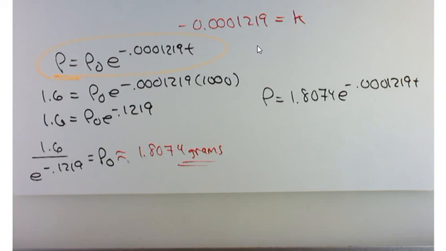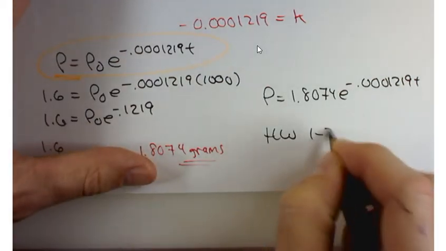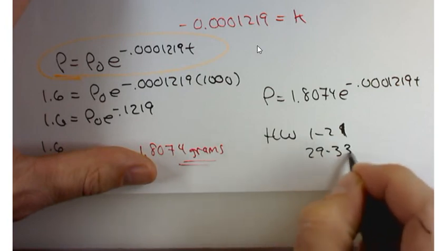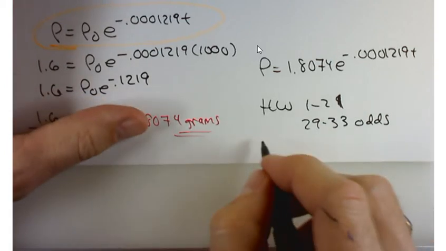For homework, try 1 through 21 and 29 through 33. That's just the odds. That's section 6.2.